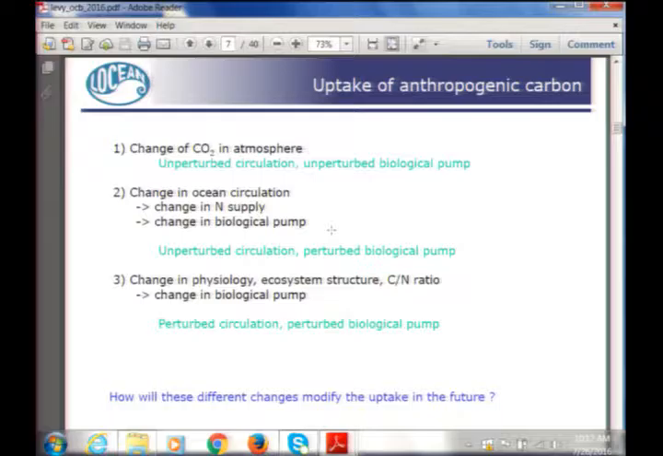And the third step is you can have a change in the CO2 in the atmosphere, a change in the efficiency of the biological pump, and a change in the circulation. And so these different steps have to be taken one by one if we want to understand how the CO2 gets from the atmosphere to the ocean.